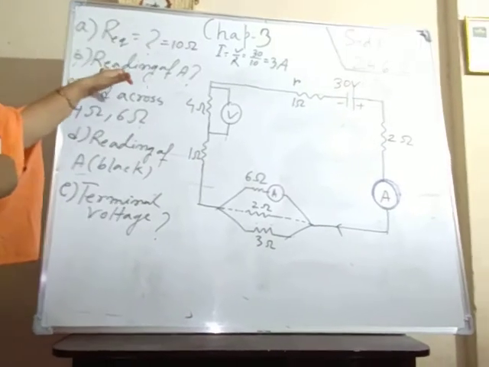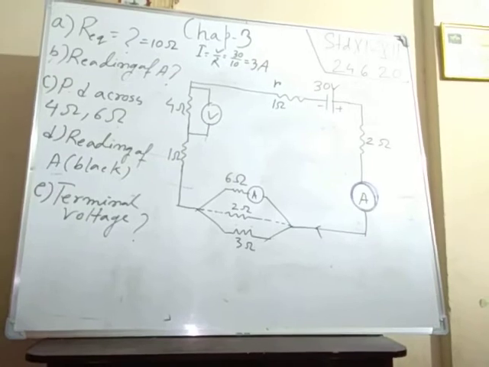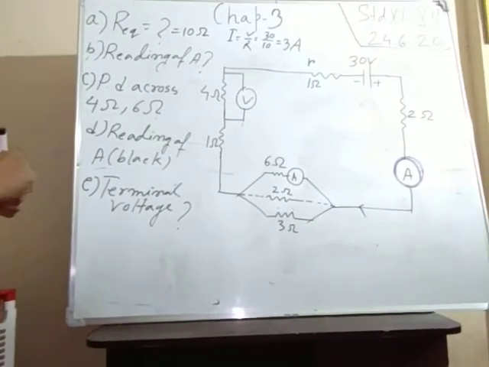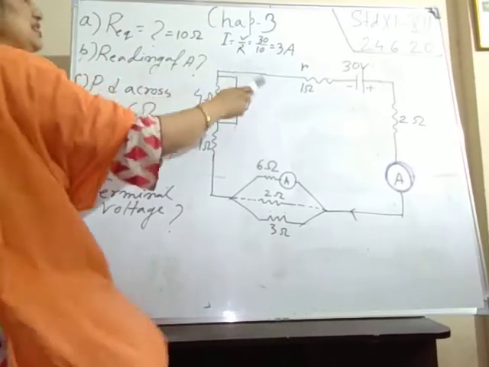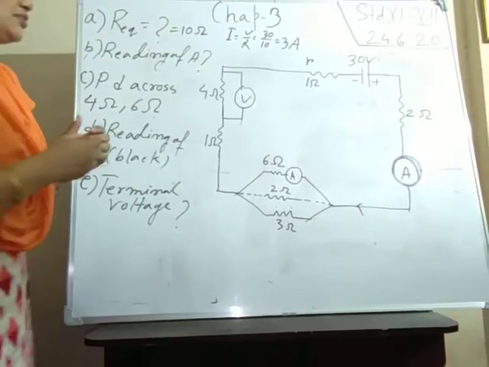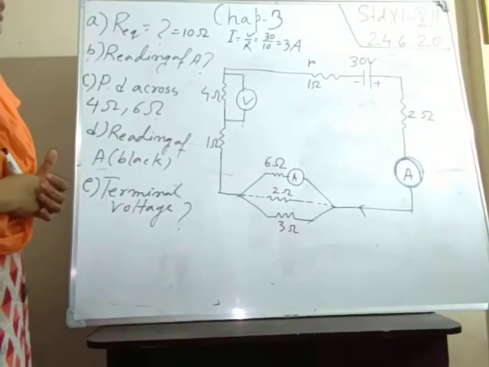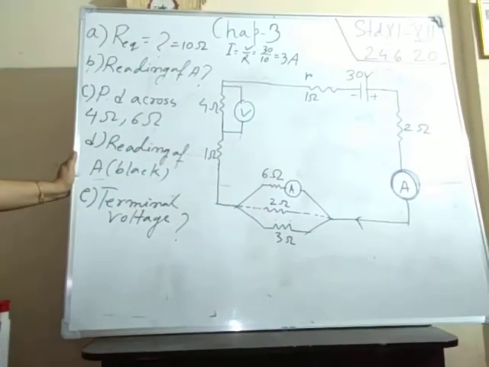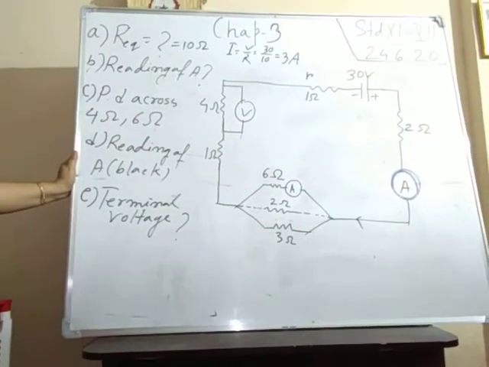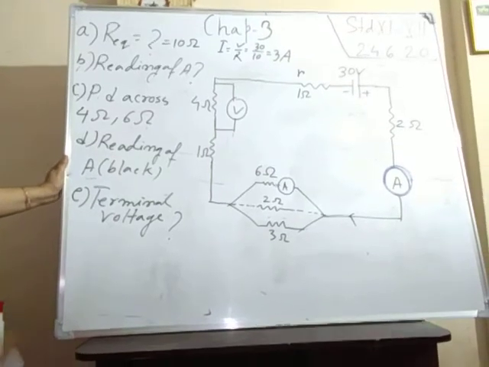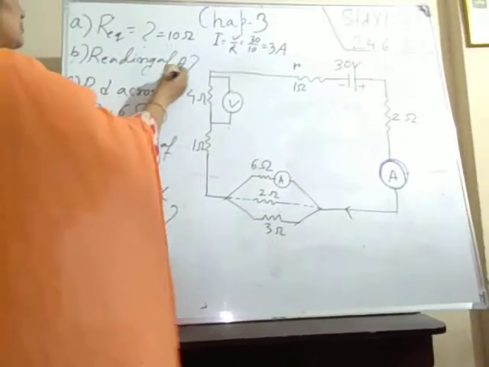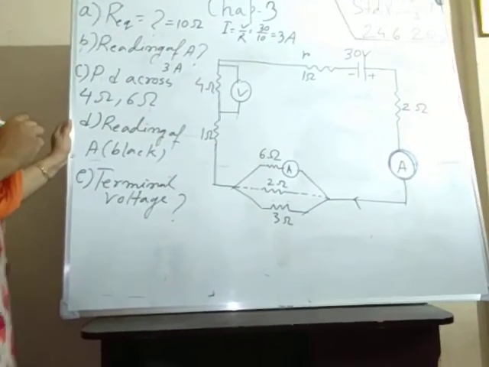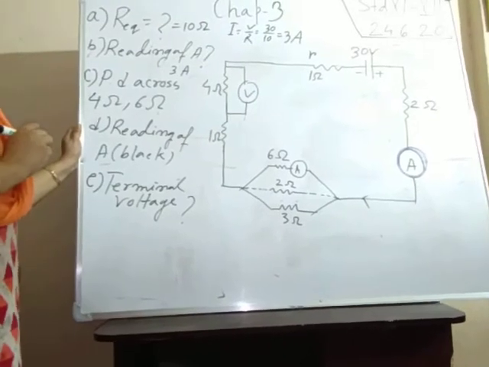Now, reading of the ammeter A, which is colored with blue color. So ammeter reading of A. So you know these 3 ampere current, the voltage source of the cell will supply 3 ampere current. So that 3 ampere current will flow through this 2 ohm resistor, isn't it? That means the ammeter reading will be 3 ampere. Understand? So the answer of this is what? 3 ampere. Now potential difference across 4 ohm and 6 ohm.